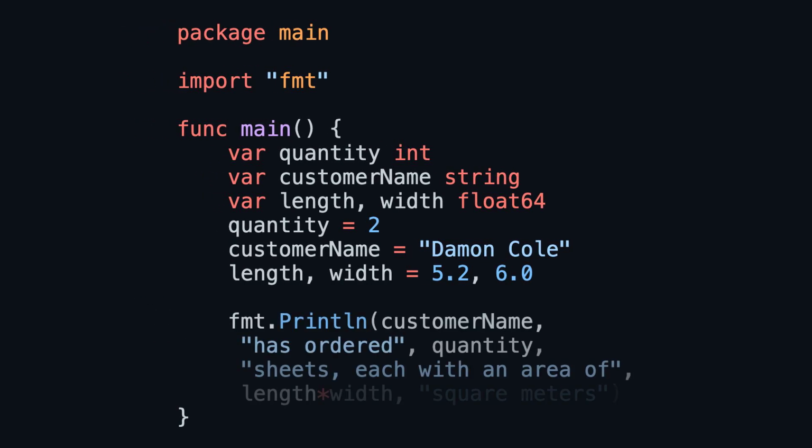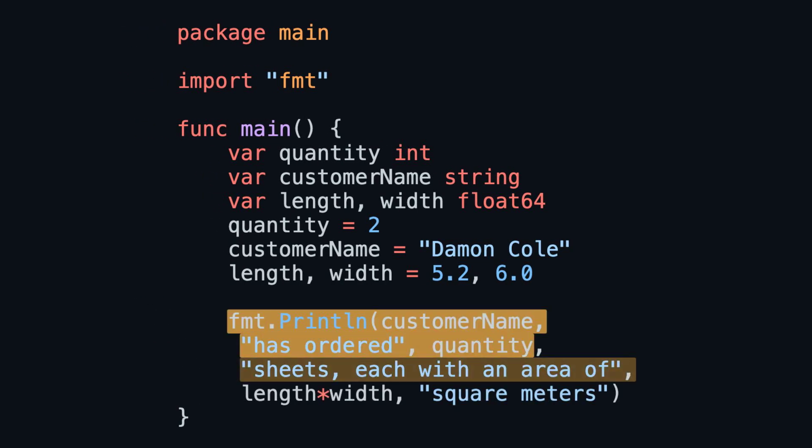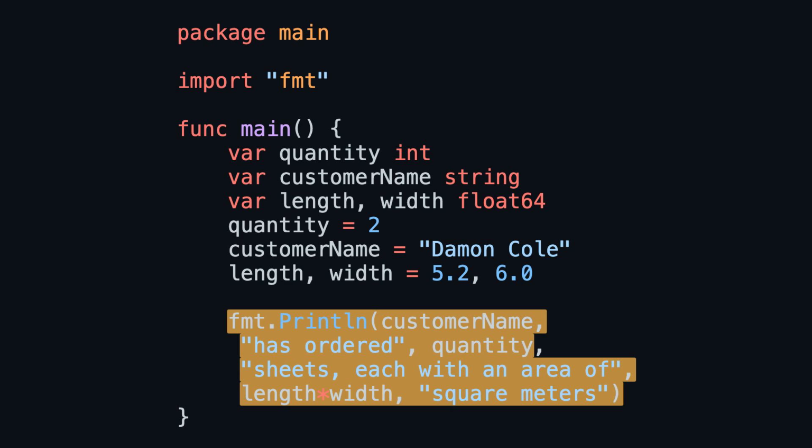Once we've assigned values to our variables, we can use them in various contexts. In this example, we use the fmt.Println function to print a message that includes the customer's name, the quantity of items, and the calculated area of each sheet. This demonstrates how variables bring flexibility and dynamism to our code.